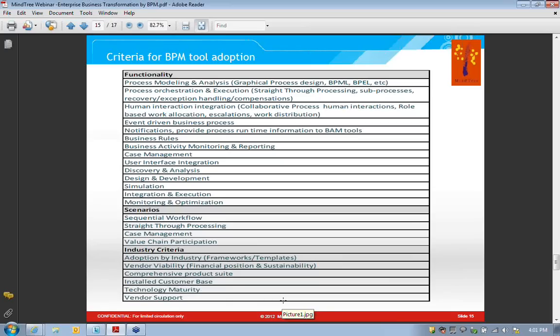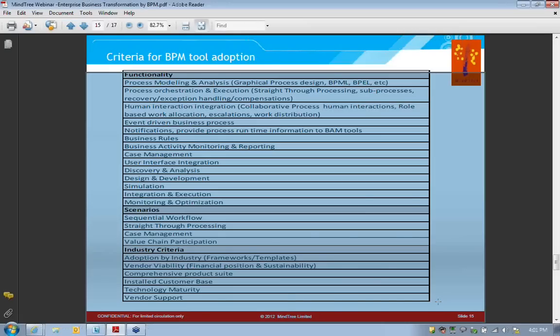This is not exhaustive. If you ask me, there can be umpteen further criteria based on the customer requirement. But here, broadly, a set of functionality parameters, a set of scenarios in which the BPM tool is going to implement a set of processes, plus industry criteria, in terms of the product's history plus the product vendors. So these are some of the parameters you should definitely look into before getting into a granular level BPM tool evaluation as well as adoption for your clients. I can take specific questions on this criteria if there is anything in the next 15 minutes. And moving on to my last slide.